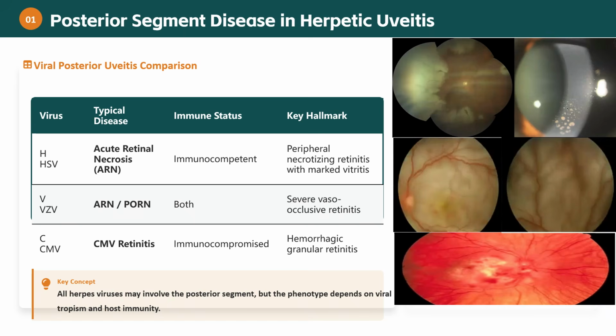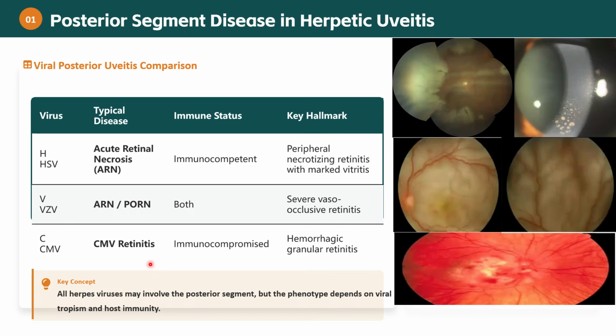Now we will go very quickly regarding the associated posterior segment involvement in herpetic uveitis, just for the completion of the subject. And we have three patterns of posterior segment involvement, ranging from acute retinal necrosis to progressive outer retinal necrosis and cytomegalovirus retinitis.